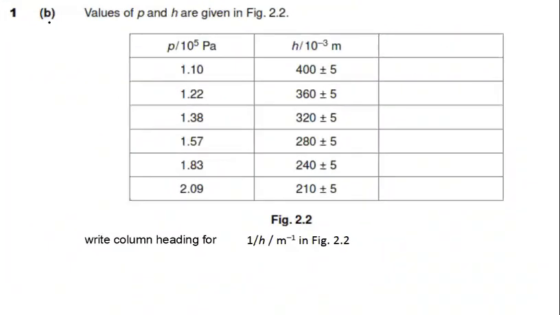Let's do an example now. Students, this is part B of the first graph question in the workbook. Part B says values of P and H are given in figure 2.2. These are the values of P. These are the values of H. Write column headings for 1 over H in the units per meter in figure 2.2. So quantity is 1 over H and unit is per meter. So column heading should be 1 over H forward slash mark per meter.